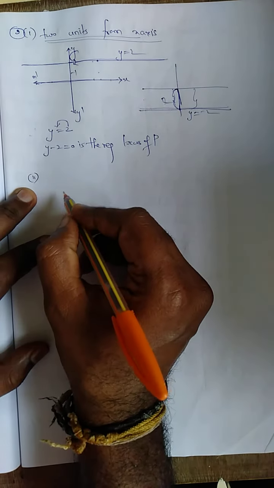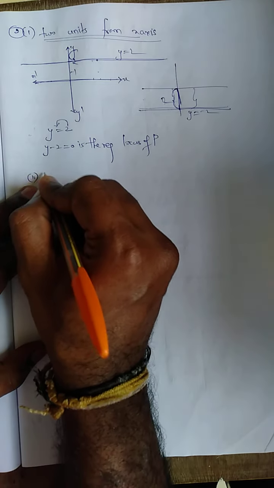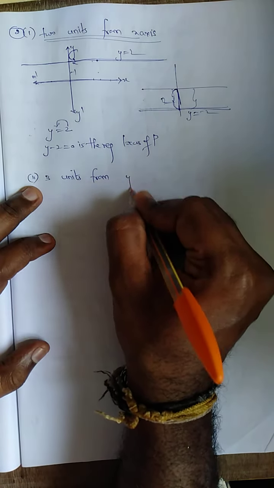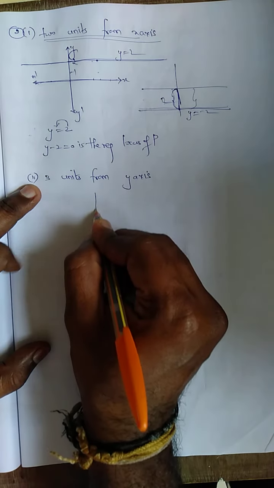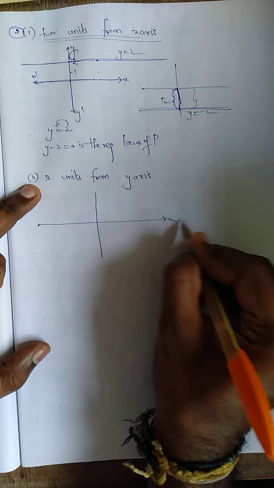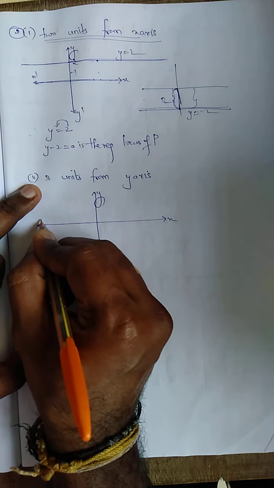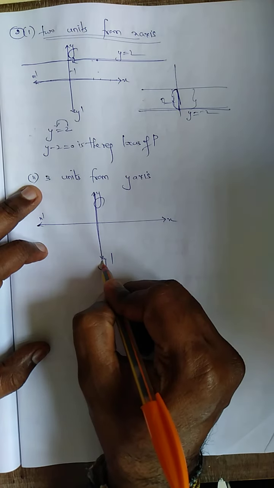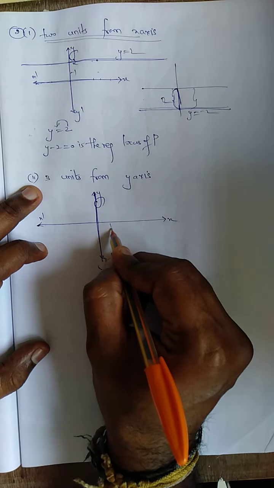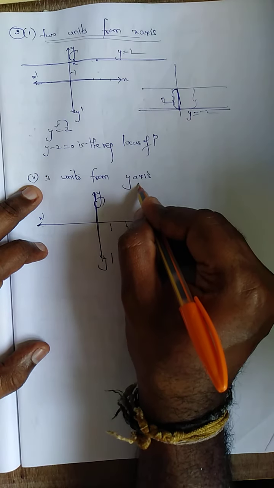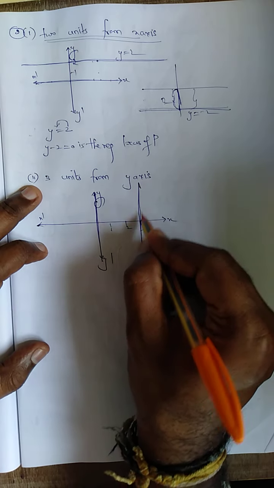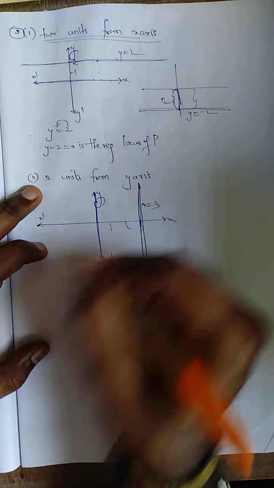Second subdivision, 3 units from the y-axis. Take x, y, x dash and y dash. This is the y-axis. 3 units from the y-axis means 1, 2, 3. Draw a line. This one cuts the x-axis, so we can take this as x is equal to 3.